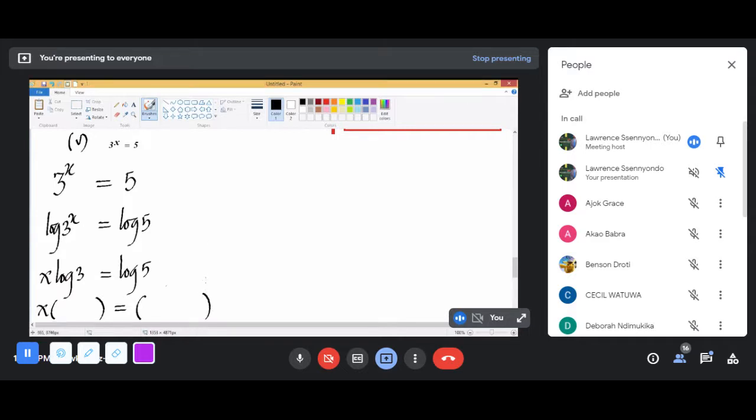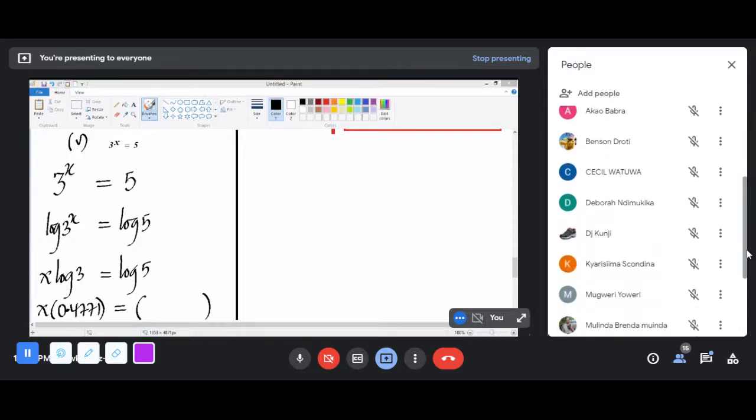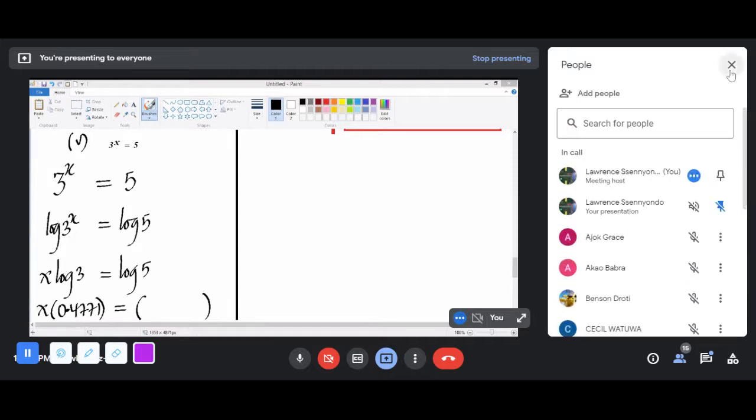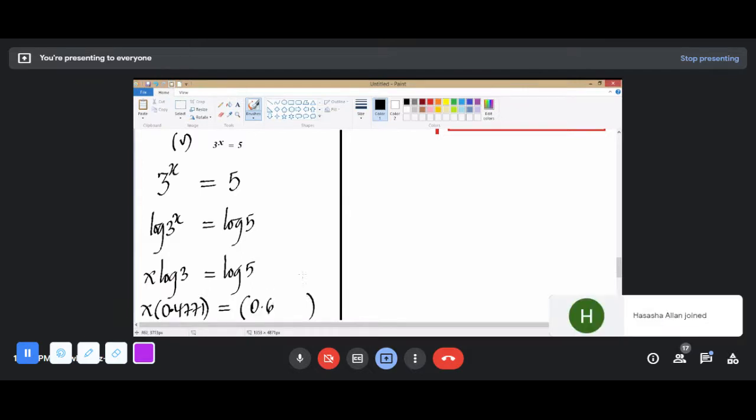Then substitute log of 3 and log of 5. Who has computed the logarithm of 3 to 4dp? 0.4771. Yes. Thank you. Log 5. 0.6989.